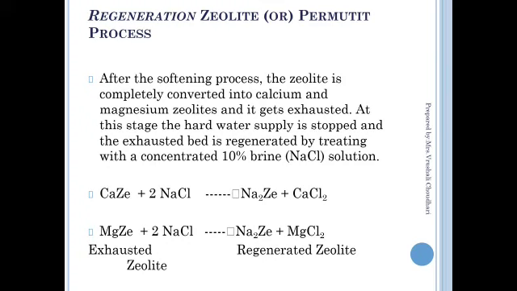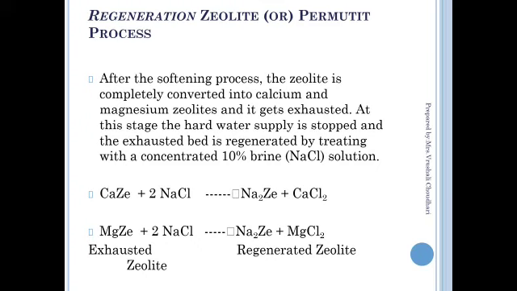After the water softening process, zeolite is completely converted into calcium and magnesium zeolite. It is completely exhausted. So we have to recharge it. We are going to recharge it by using a 10% concentration of sodium chloride solution, that is also called brine, B-R-I-N-E. 10% sodium chloride. In an exam they will ask you which chemicals are used for the regeneration of zeolite. First answer is 10% NaCl or the brine.